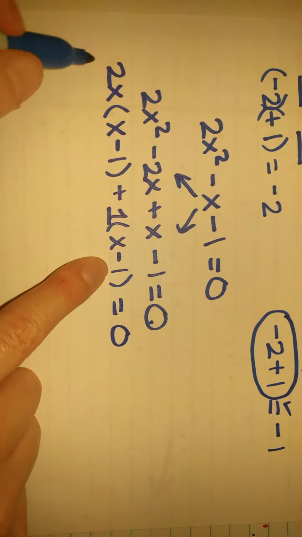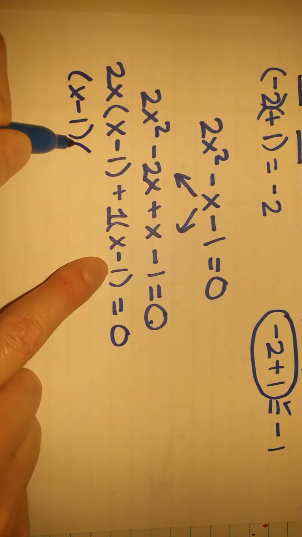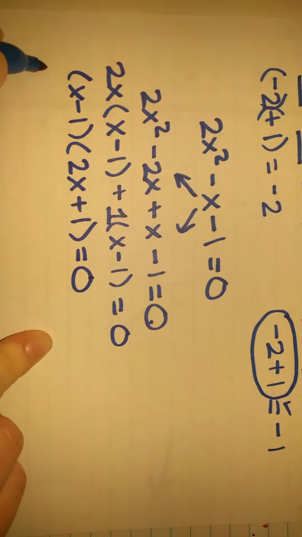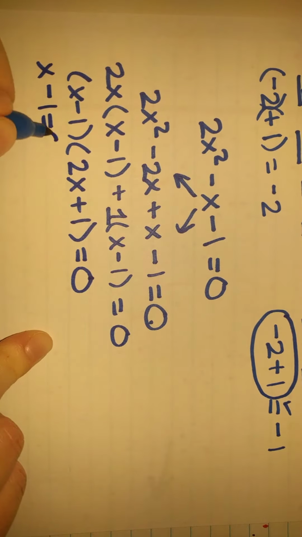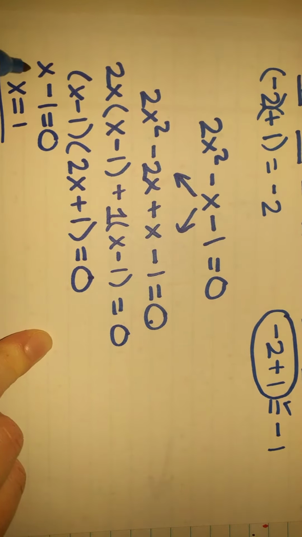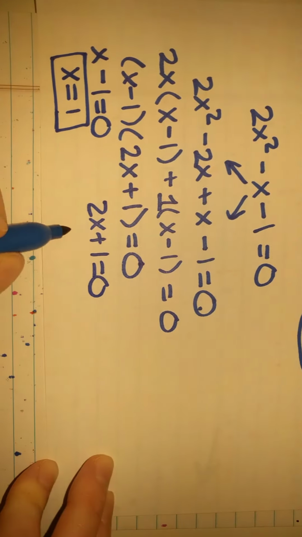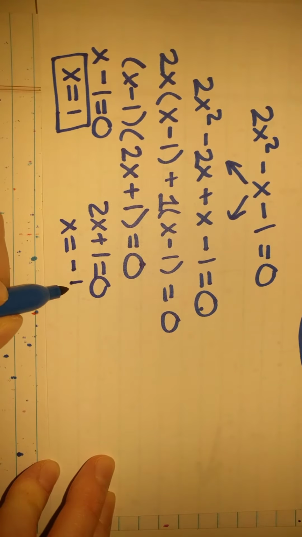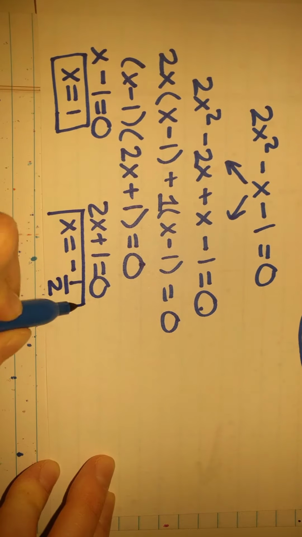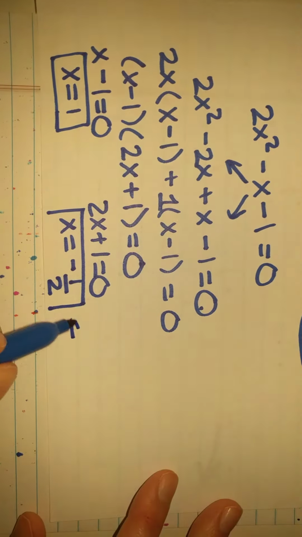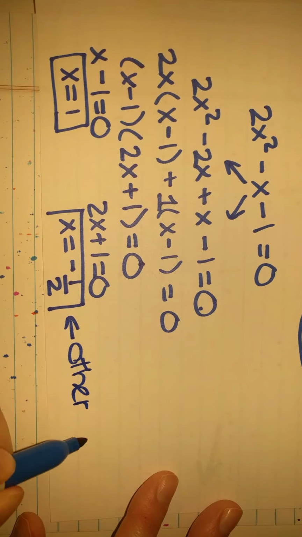Now that we have the x minus 1's common, we bring that out, and we have x minus 1 times 2x plus 1 equal to 0. So we set each of these factors equal to 0. We get x is equal to 1, and then we get 2x plus 1 equal to 0. Solving that, we get x is equal to -1/2. So those are the other zeros. We have 1 and -1/2 as our other zeros.